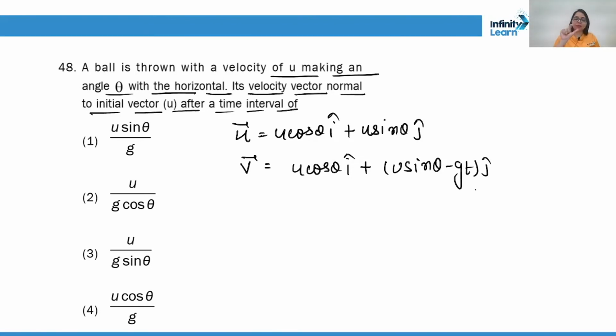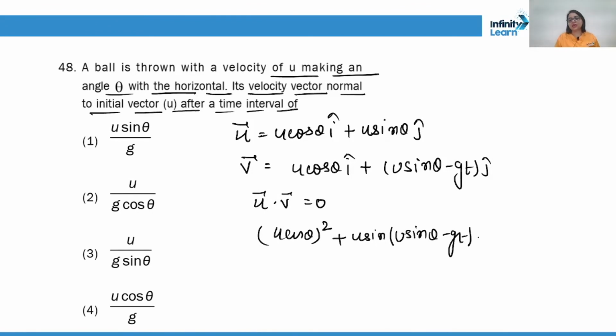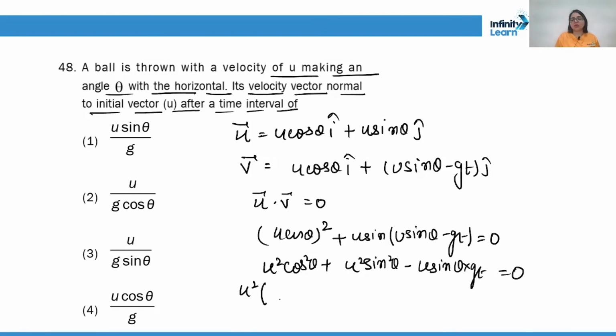Now when these two vectors are perpendicular to each other, u dot v, the dot product, will be 0. So the dot product of u and v will be u cos theta into u cos theta, which is u cos theta whole square, plus u sin theta into u sin theta minus gt, and it should be 0. So this is u square cos square theta plus u square sin square theta minus u sin theta into gt, and it should be 0, right? You can take u square common, so it will become cos square theta plus sin square theta minus u sin theta into gt, and it will be 0.